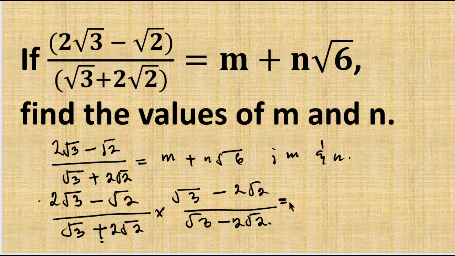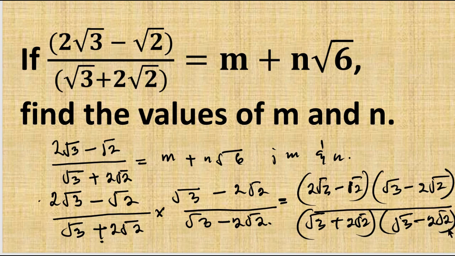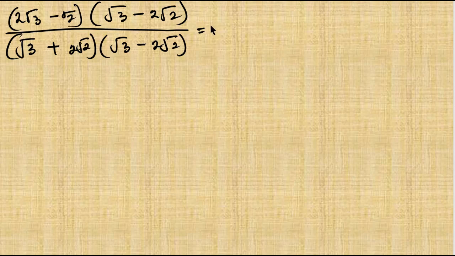Now, this should be the same thing as (2 root 3 minus root 2) into (root 3 minus 2 root 2) over (root 3 plus 2 root 2) into (root 3 minus 2 root 2). Let's open another slide to expand this. Now we can expand this expression.